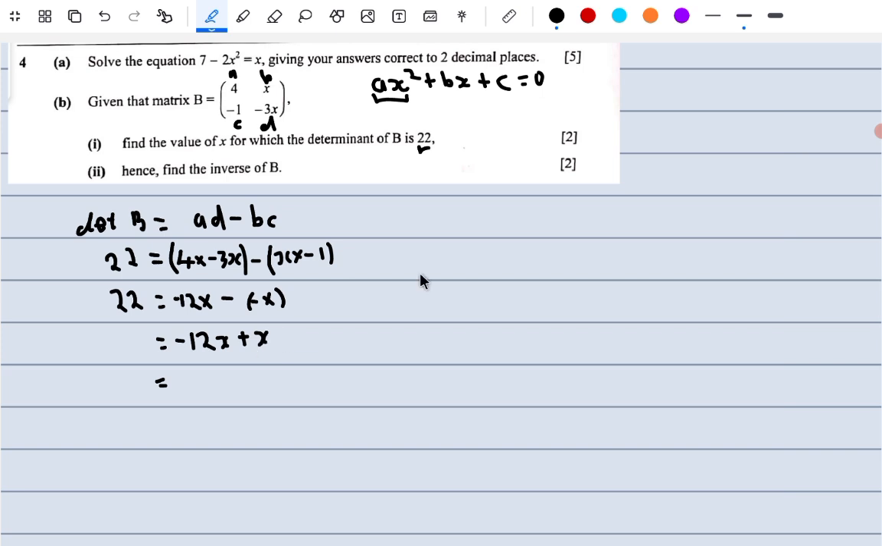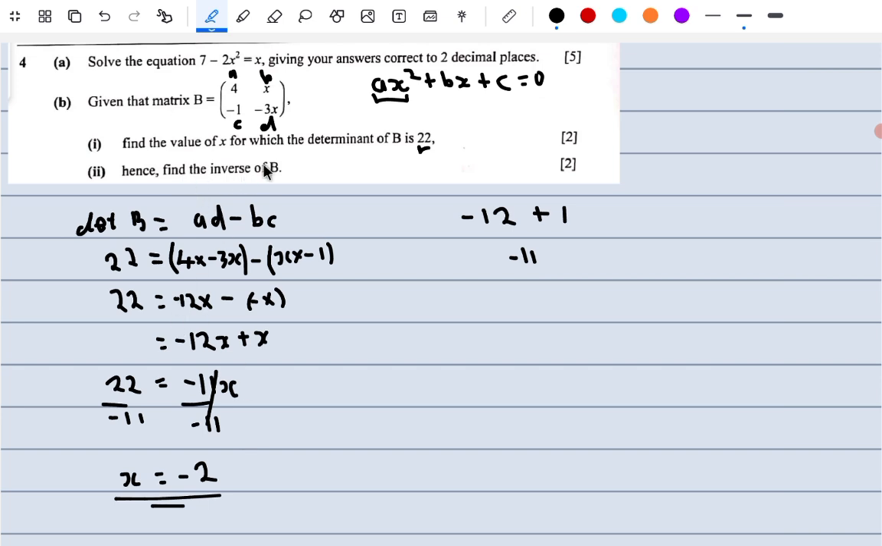Let's forget about the x's. Let's deal with the numbers. So negative 12 plus 1, the coefficient of x is 1. This will give us negative 11. Why? Different signs, just subtract the numbers and get the sign of the bigger number. So it's negative 11x is equal to 22, divided by negative 11, divided by negative 11, and x is going to be negative 2.